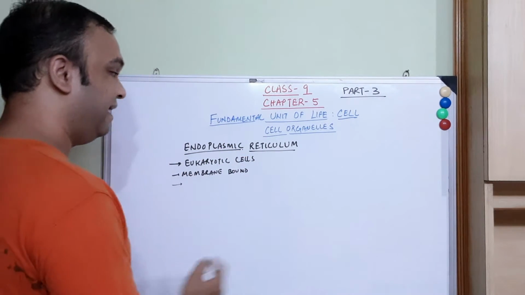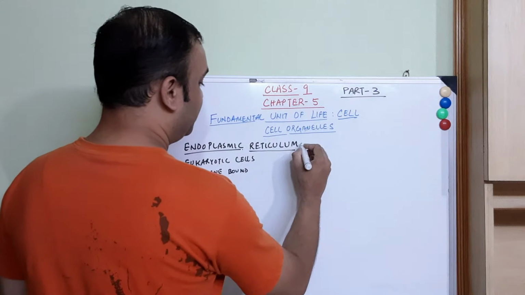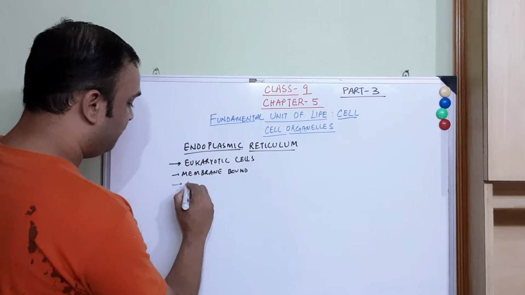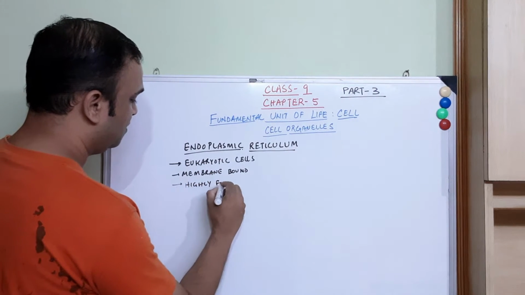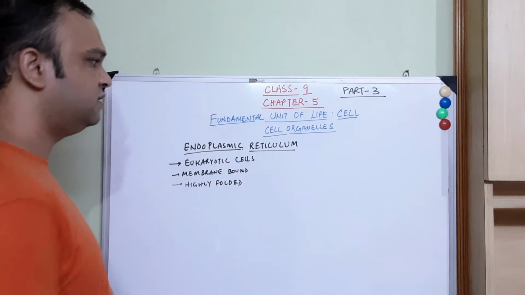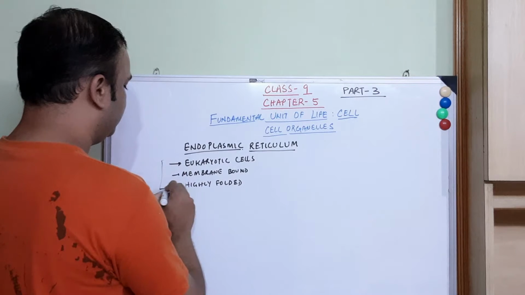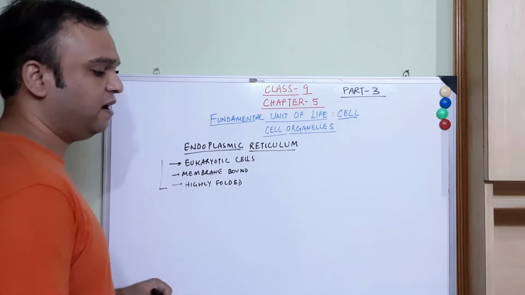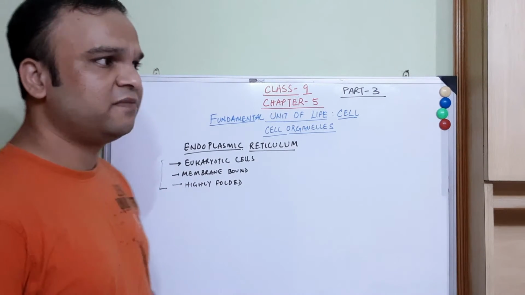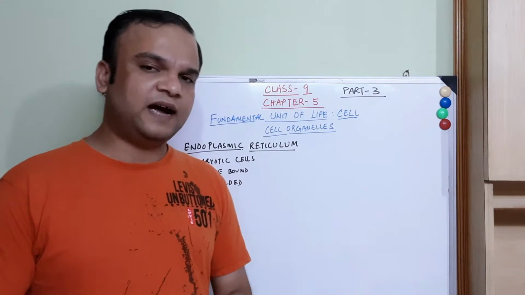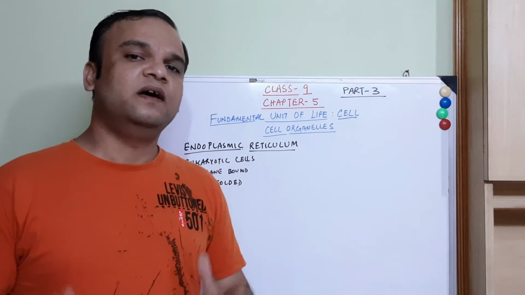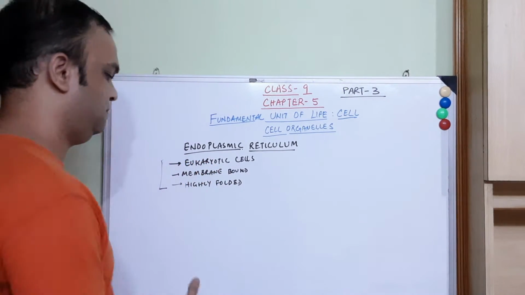Also, by the name itself, it is said to be reticulum, meaning it is highly folded, and that is why it is called the reticulum, right? So these are the important characteristics in the beginning that we have to understand. Endoplasmic means it is present inside the cytoplasm. Let us have a look at its structure.